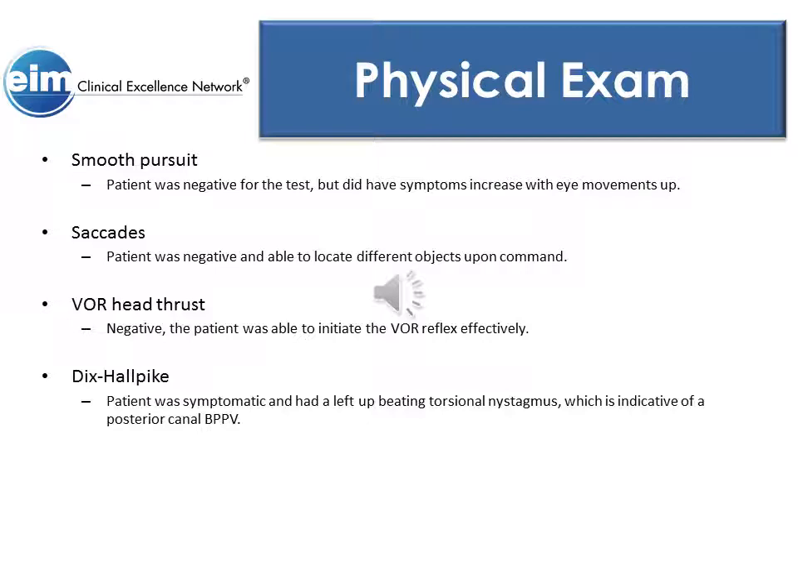Okay, so the 4 tests that were done were smooth pursuit, saccades, VOR head thrust, and the Dix-Hallpike, and smooth pursuit, saccades, and VOR were all negative. And she did great on all those tests, and then Dix-Hallpike was the only one that reproduced her symptoms, which were fairly severe when we put her into the aggravating position. And she also did have a left upbeating torsional nystagmus when we turned her to the left side and brought her down, which is indicative of a posterior canal BPPV.